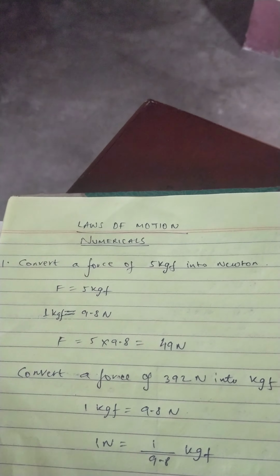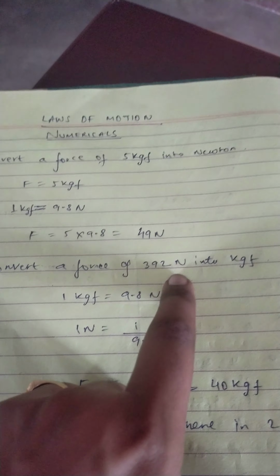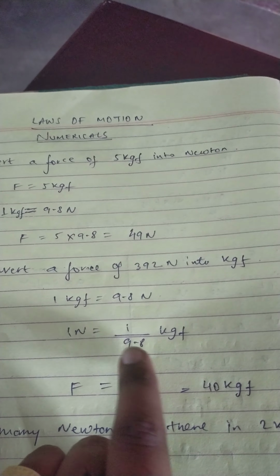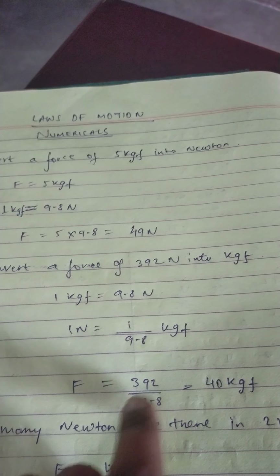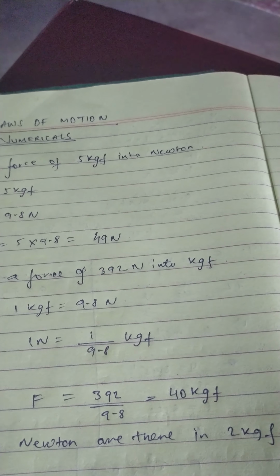Next question we have, convert a force of 392 Newton into kgf. So now force is given in Newton, you need to convert into kgf. 1 kgf equals 9.8 Newton, so therefore 1 Newton equals 1 by 9.8 kgf, and total force is given 392 Newton, therefore 392 divided by 9.8. If you divide, you will be getting 40 kgf. So this is our required answer.